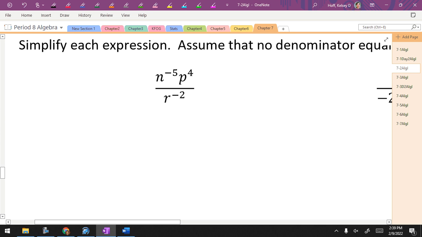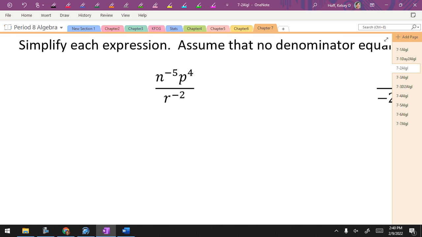All right. n to the -5th, p to the 4th, r to the -2nd. There's a couple different ways you can go about this. I go about it as, I know I have division, so I'm going to separate each letter off into its own parenthesis. What's the problem with that?